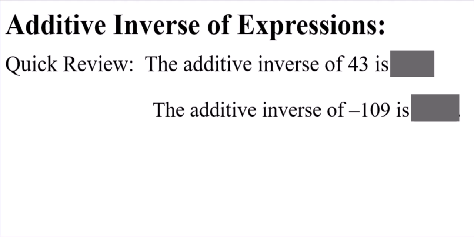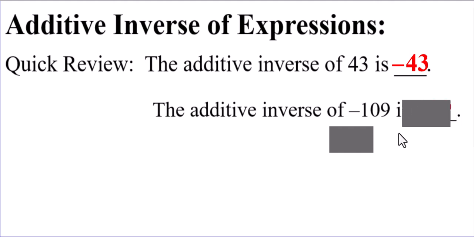additive inverse. We more commonly call additive inverse the opposite, where you change the sign of the number. That's what additive inverse means. It's a synonym for the word opposite. So quick review. The additive inverse of 43 is negative 43. The additive inverse of negative 109 is positive 109. Please make sure you're filling in those blanks on your guided notes.